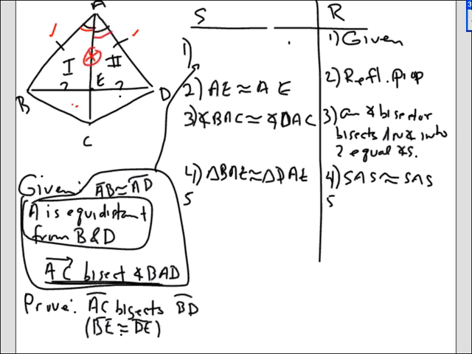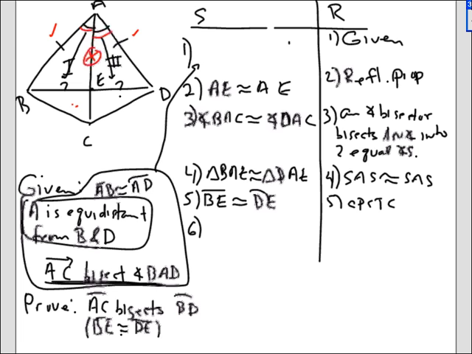Now, for number 5, I can say that BE is in fact the same length as DE. Why? Because they are both opposite the angle that has a black and a red slash. They're both opposite equal angles. Corresponding parts of congruent triangles are in fact congruent.